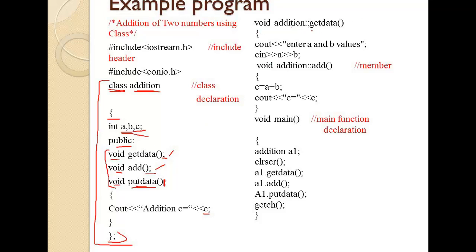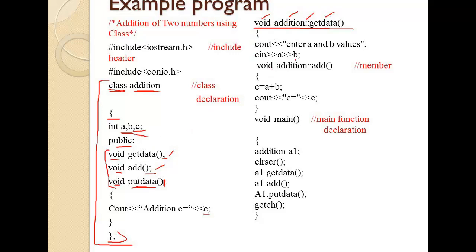If I want to define it outside the class declaration part, then the syntax is like this, right? First I need to have the return type, class name, scope resolution operator, and then function name. Can you remember the previous slide? So void addition, scope resolution operator, and the member function is get data.